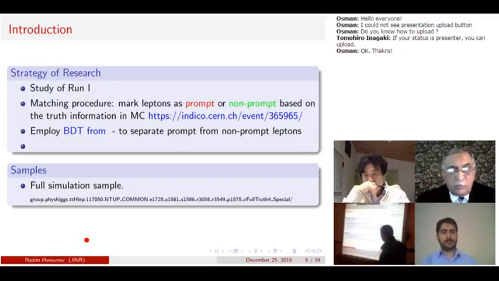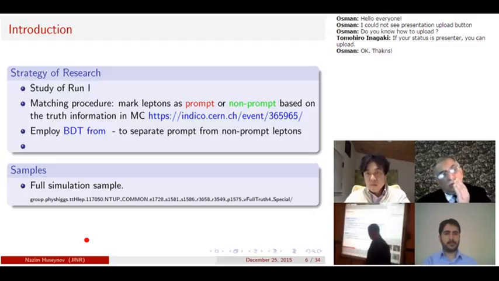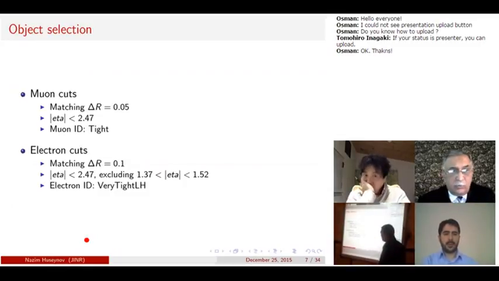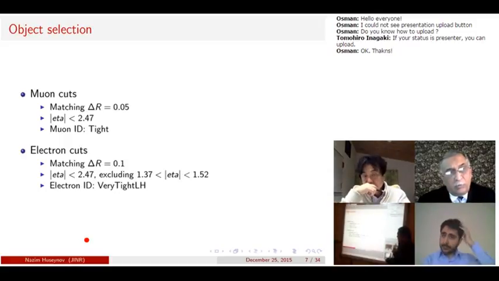Our preselections. Muon cuts, matching. Sorry. Muon cuts. I think it's working. Okay. For muon cuts, we're using matching delta R 0.05, eta 2.47, and we use tight muons. For electron cuts, matching delta R is 0.1, eta 2.47, and we use very tight likelihood for electrons. Next slide, please.